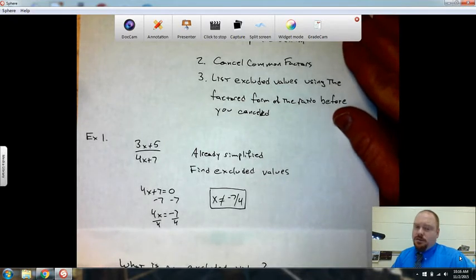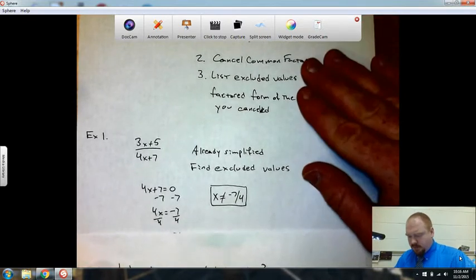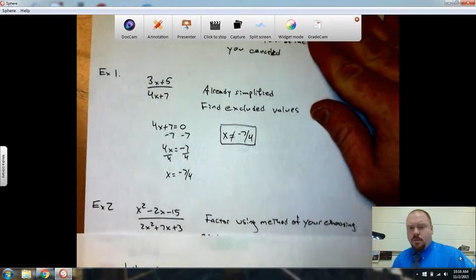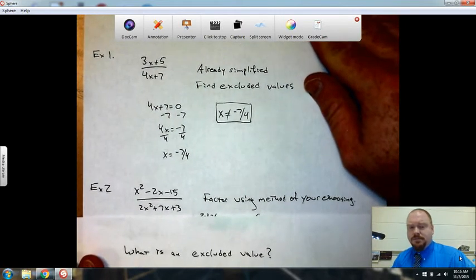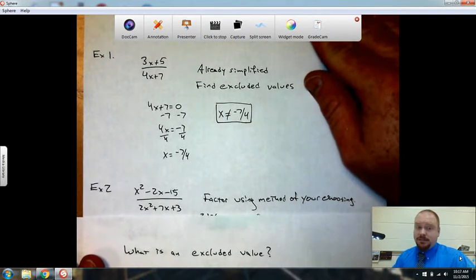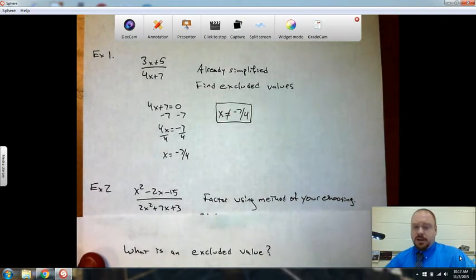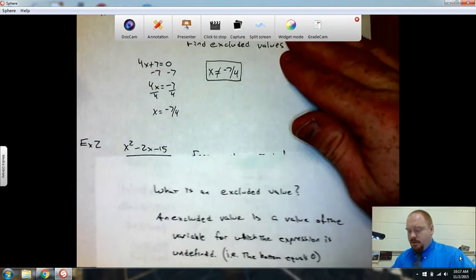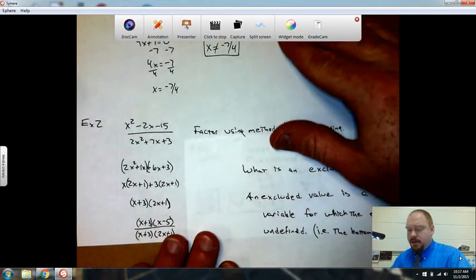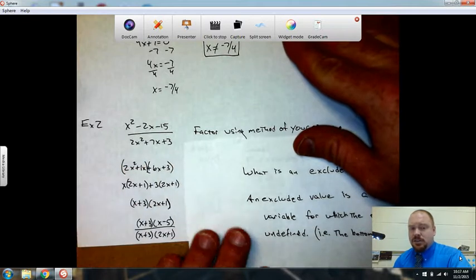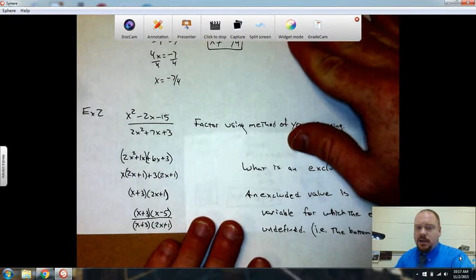Now, of course, most of our problems are not going to be this simple. Most of them are going to look something like this, where we have to factor first. Of course, I don't really care how you factor, as long as you get your groups correctly. So, what I did was I went ahead and factored. I chose to do mine in line versus the box or the X. That way there's no debate there.